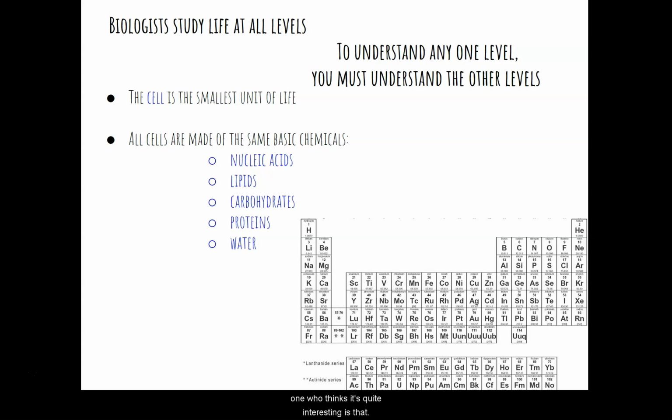One of the things that's quite interesting is that all cells are made out of basic materials that are about the same. It doesn't matter if you're looking at a moss cell or a cell from a human or a fly, you'll find that there are some basic chemicals in all of them: nucleic acids, lipids, carbohydrates, proteins, and water.